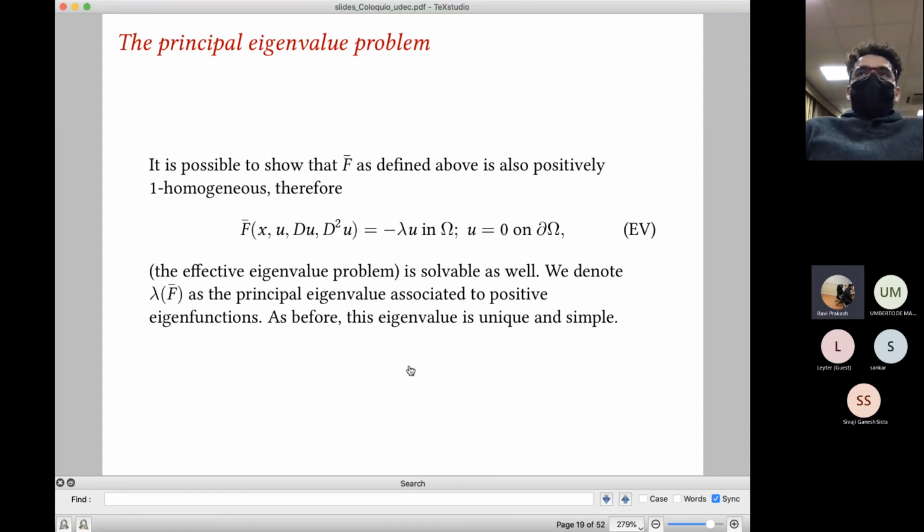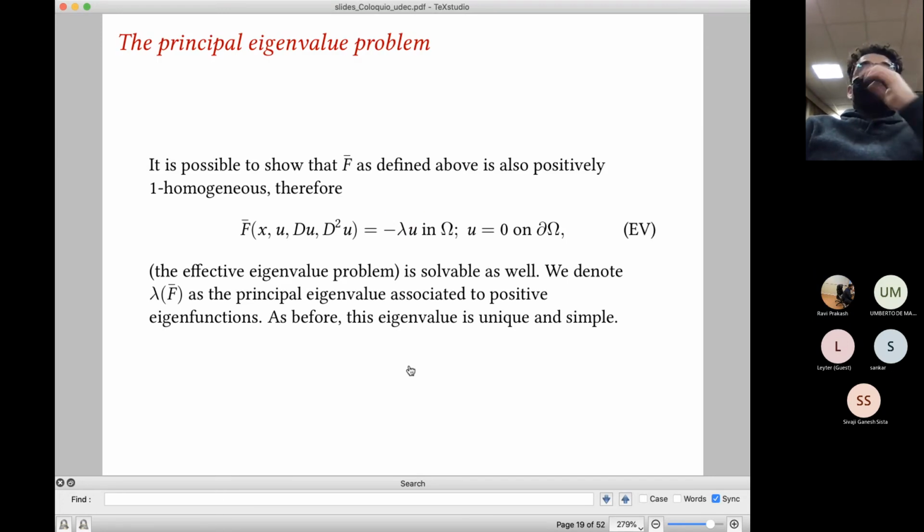Okay, so a common feature in this approach is that the average operator can be shown to inherit a series of properties from the original one. For example, uniform ellipticity with the same constants, same modulus of continuity, and here the homogeneity. It's not difficult to show this using the cell problem, which defines the effective operator, the effective Hamiltonian F. All these properties imply that F also has an eigenvalue. F is defined as the ergodic constant in the cell problem, but given its properties, it also has a principal eigenvalue associated to positive eigenfunctions, and this eigenvalue shares the same properties. It is unique, simple, and it has a similar characterization to the one before.